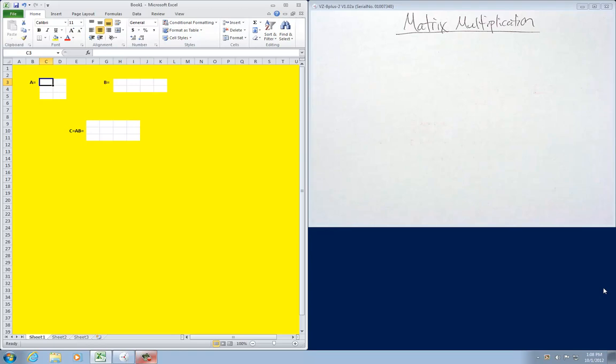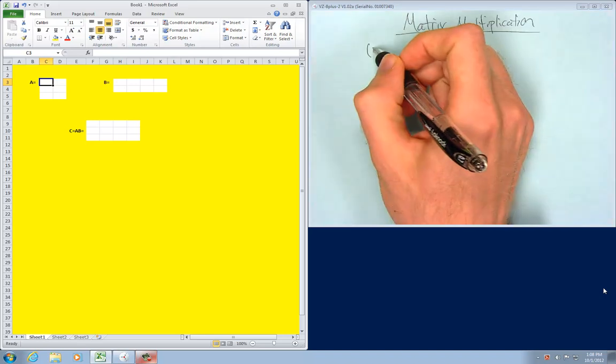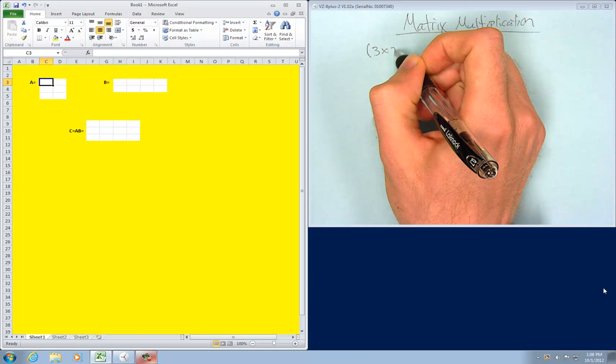Now we are going to demonstrate matrix multiplication on a larger scale. Last time we did it with just vectors. Now we'll use larger matrices. So let's review. Last time we talked about how you can multiply matrices.